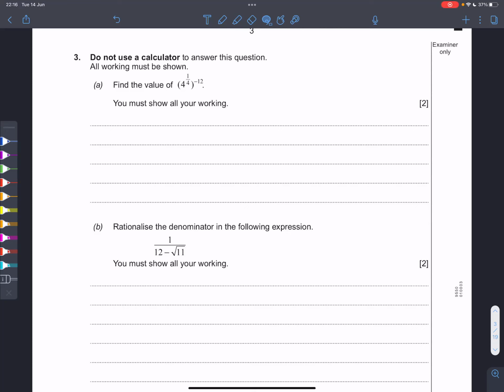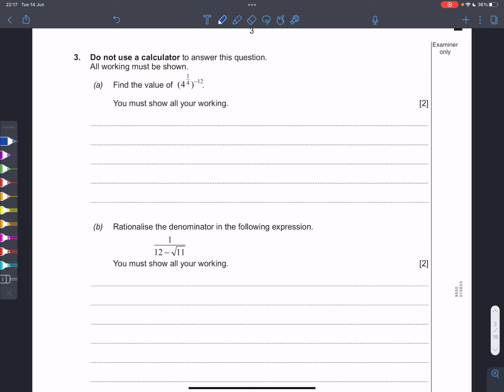Okay, this is question 3 from the WJEC Additional Maths paper from 2018. With this one, do not use a calculator. So it's important, when it says you have to show all your work, to be extra careful to show every single step that you do. You want to find the value of 4 to the quarter to the power of negative a half. You must show your working.